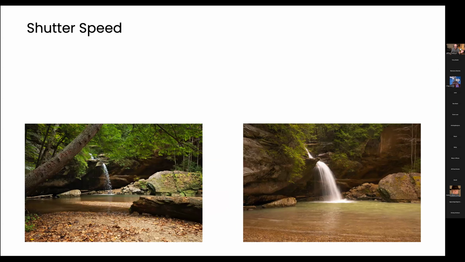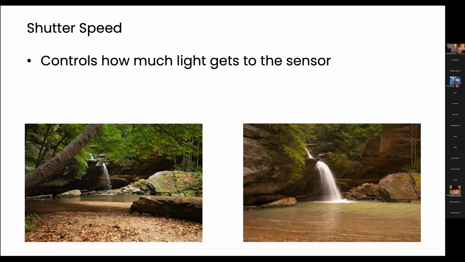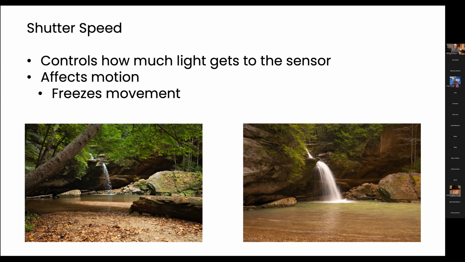Shutter speed is one of our other controls for exposure. It controls how much light gets to the sensor. A slower shutter speed, more light gets to the sensor. Faster shutter speed, less light gets to the sensor. The other variable for it is movement. It affects motion. So when you're thinking about your shutter speed and where you're going with it, you've got to consider movement. And there are two different types of movement to consider.